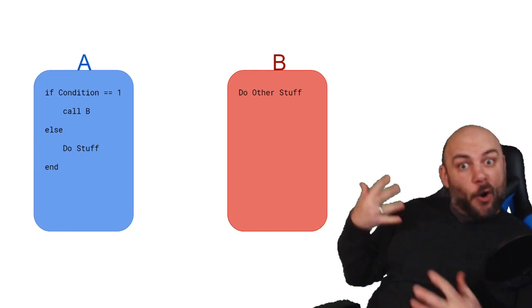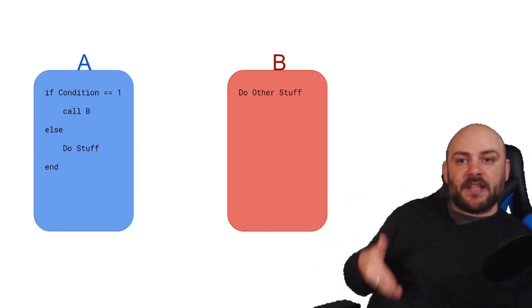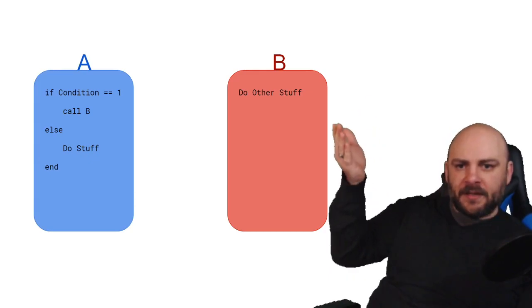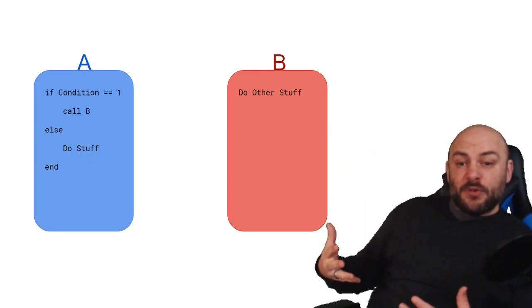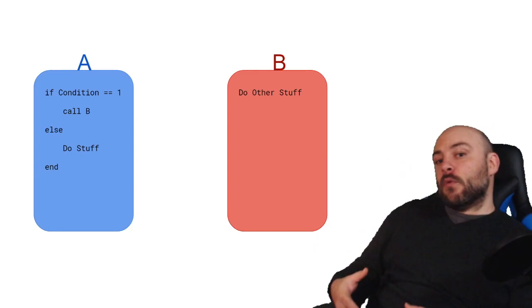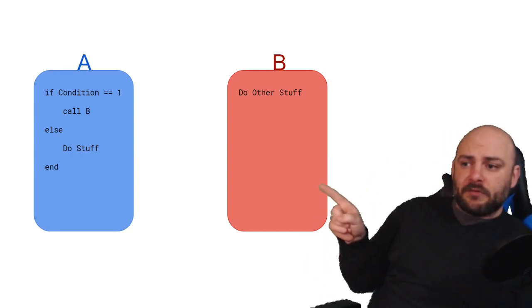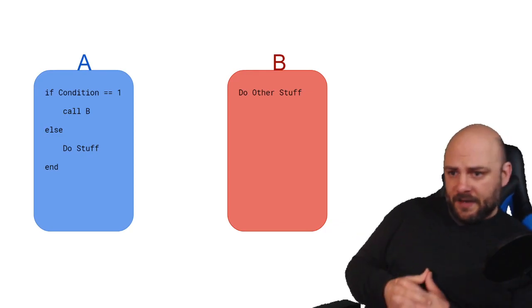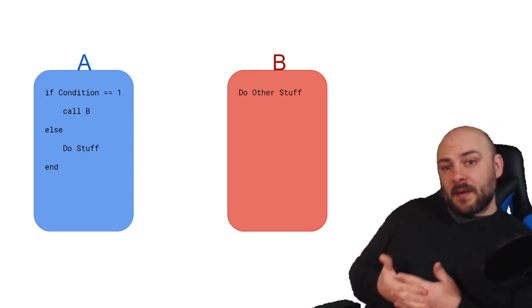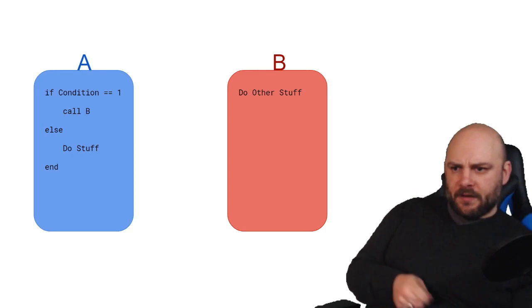Now, that might not be all the code in A. A might contain a whole bunch of different stuff. Try to imagine there's code before this if statement and code after. And maybe "do stuff" is a whole bunch of lines of code, maybe it's one or two things. Who knows? Now, script B, the only thing in script B is whatever "do other stuff" is. Again, might be lots of lines, might be a single line, but that's the purpose of B.